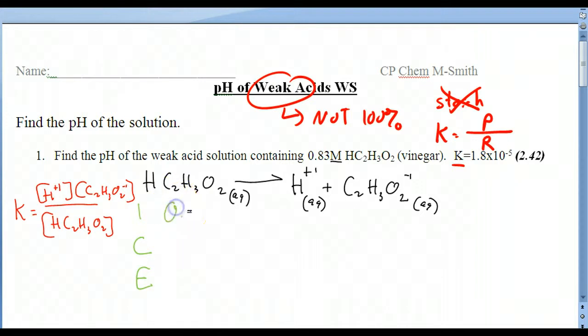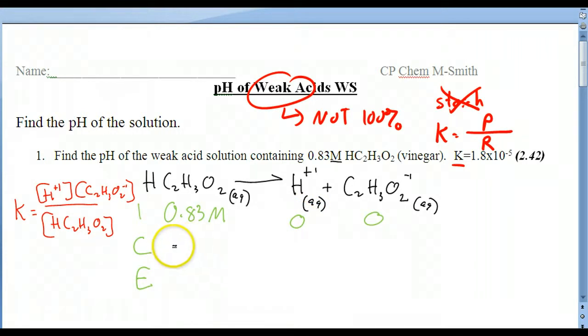So initially I have 0.83 molar acetic acid. Before the reaction starts, I have no products, no H pluses and no C2H3O2. Technically there is some H plus in there just from the water itself, 1 × 10⁻⁷, and that would have an effect on it, but for simplicity's sake we're going to assume that 1 × 10⁻⁷ is very close to 0, and write down the 0.